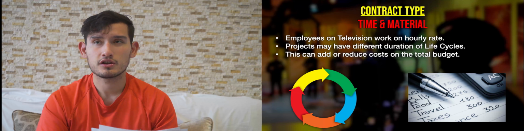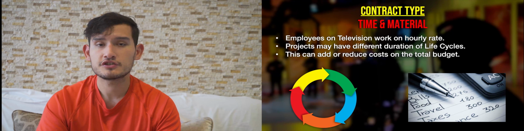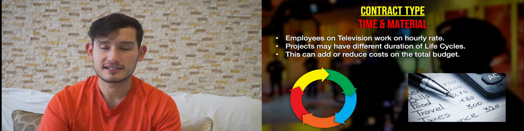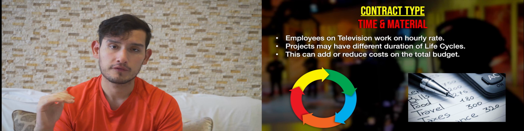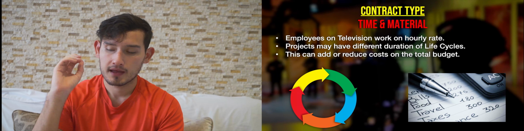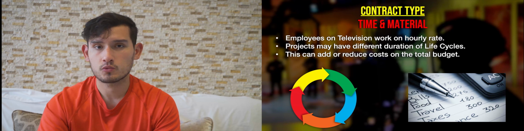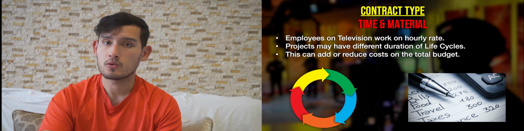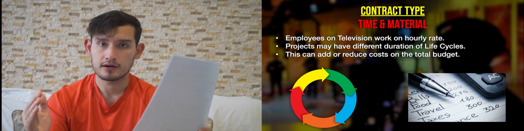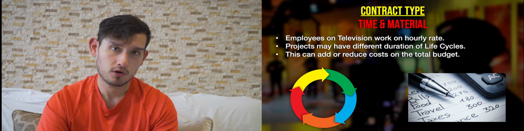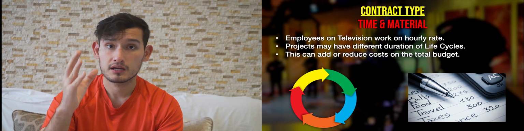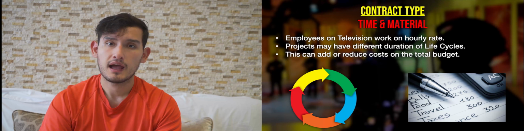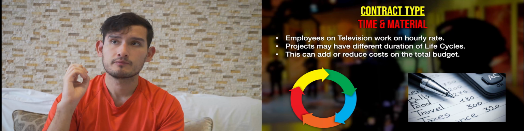The contract type that they usually have on television is time and material. Why is this? Because television is a very changing format of entertainment. So of course the employees work on an hourly rate. They work from their 9 to 5 shift. Sometimes they work more at night, but they need to deliver a project of 2 hours on television, and that's the final resort.